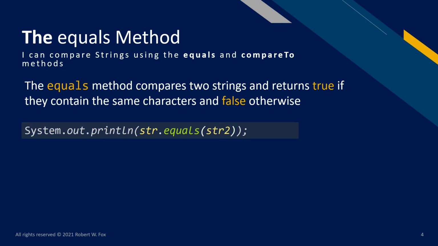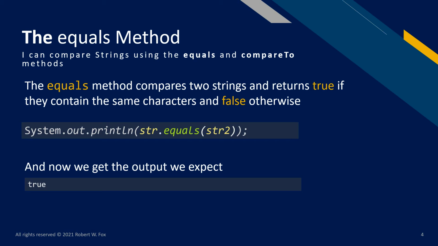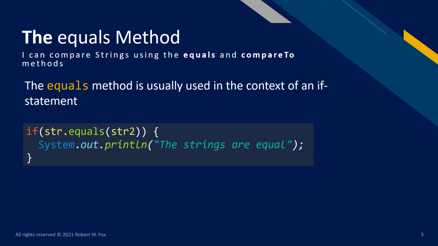So using our two strings from the previous slide, we say str dot equals str2, and now we get the result we expect, which is true. Of course, you could write this the other way and say str2 dot equals str. The order does not matter. Typically, when you're using the equals method, you will probably use it in an if statement. You can see an example here on the slide where we say if str dot equals str2, go ahead and do something, in this case, a print line statement.